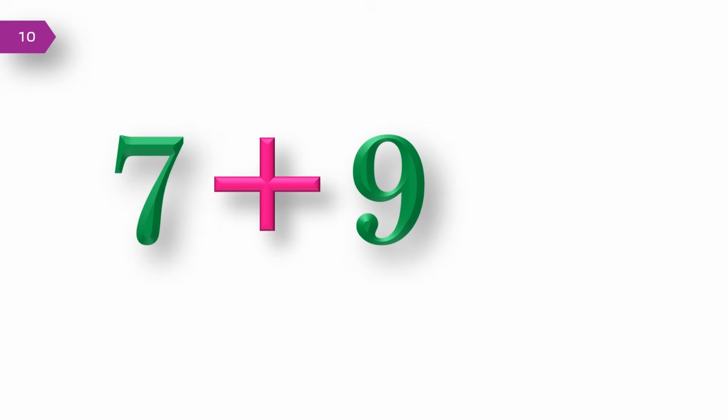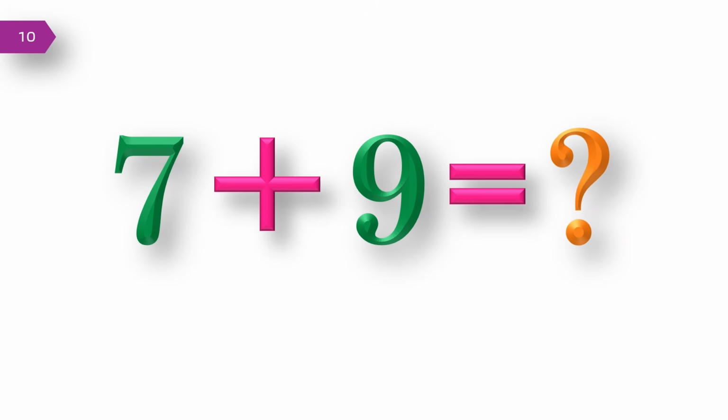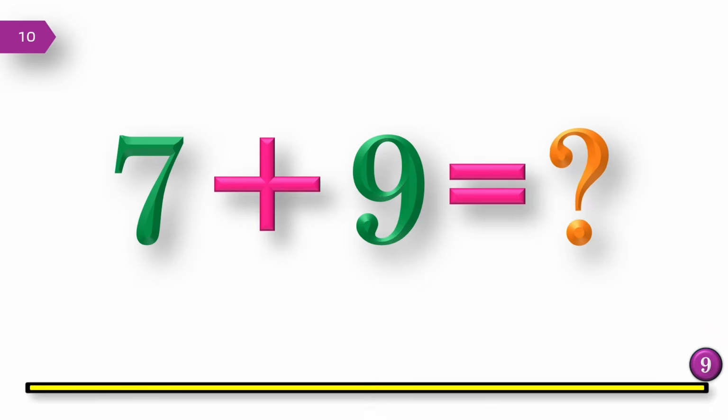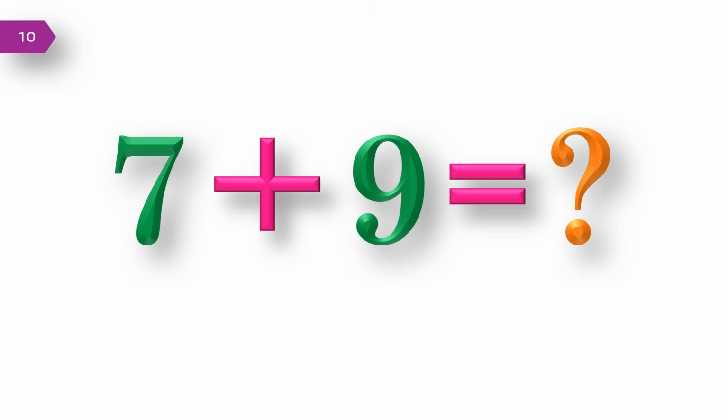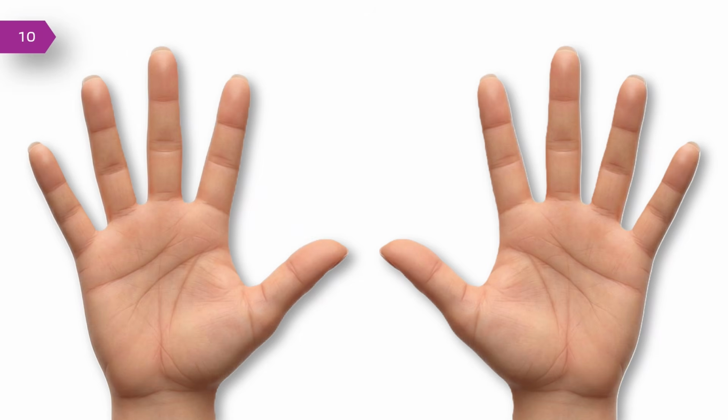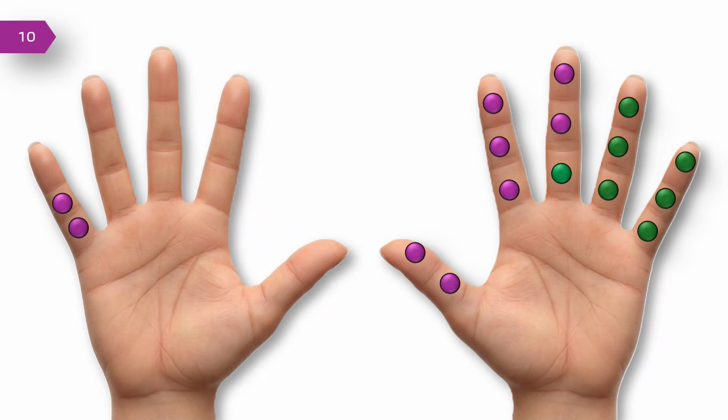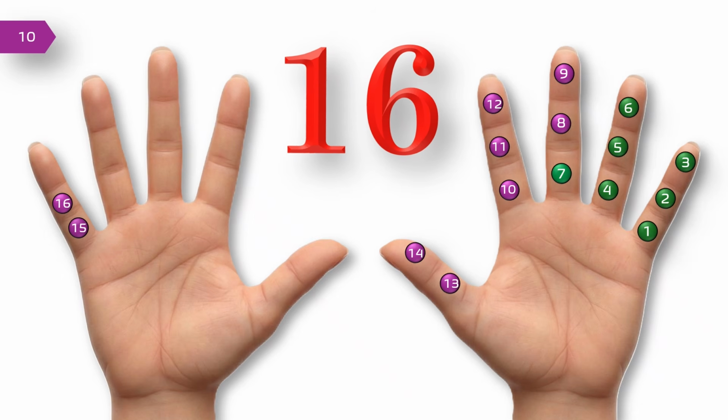10. 7 plus 9 equals what? Answer. Count 7 segments, then add 9 more. Count them all together and the answer will be 16.